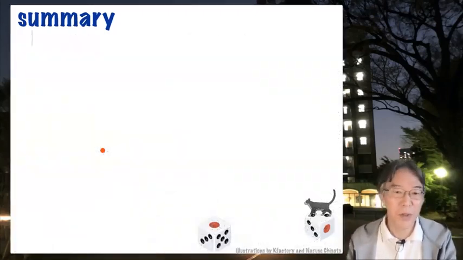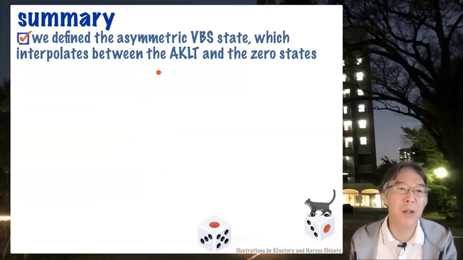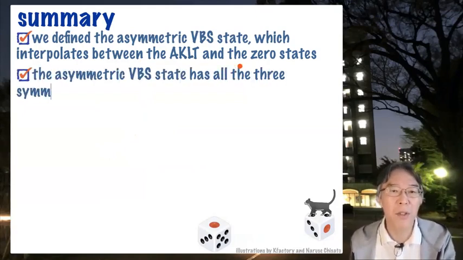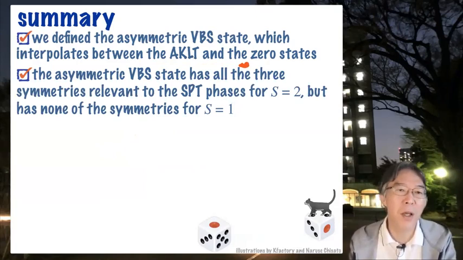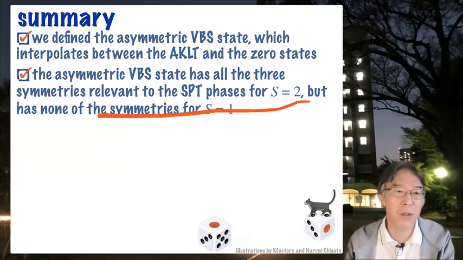Okay, so here comes the summary of the whole talk. We define the asymmetric VBS state, and this interpolates between the AKLT and the trivial zero states. It's disordered, and there is a parent Hamiltonian. And so this state has all the three symmetries relevant to the SPT phases, that is bond-centered inversion symmetry, time reversal symmetry, and the Z2 cross Z2 symmetry for spin 2. But the state does not have these symmetries for S equal 1.